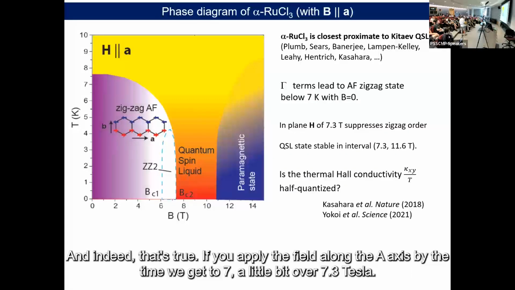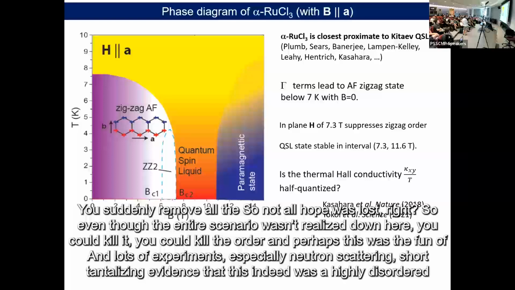And indeed, that's true. If you apply the field along the A-axis, by the time you get to a little bit over 7.3 Tesla, you suddenly remove all the zigzag order. So not all hope was lost, right? Even though the Kitaev scenario wasn't realized down here, you could kill the order, and perhaps this was the quantum spin liquid limit.